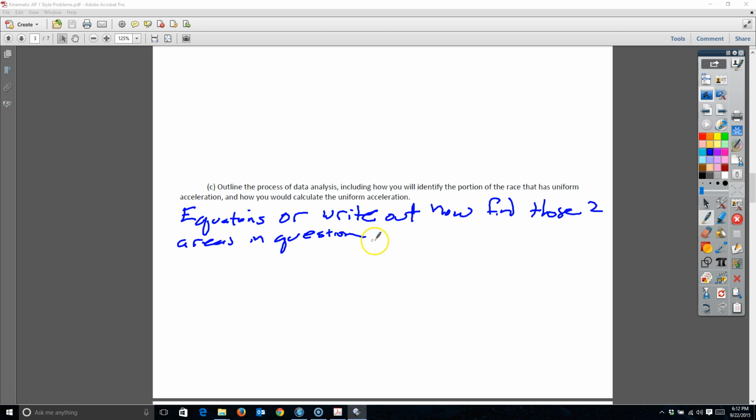So we'll have to use equations, or we're going to write out how we're going to identify that portion where we have uniform acceleration. One of the things you might say here is you're going to plot all the points on a position versus time graph. And where you plot and it's an upward sloping curve, we know that that would be our uniform acceleration. So here we would say this is uniform acceleration, and then where it is a straight line for position versus time, that would be your velocity.